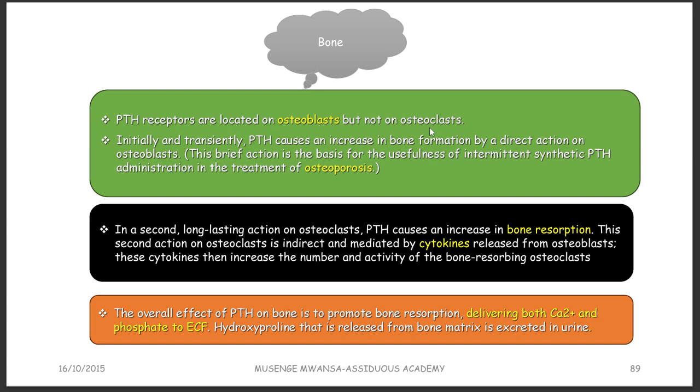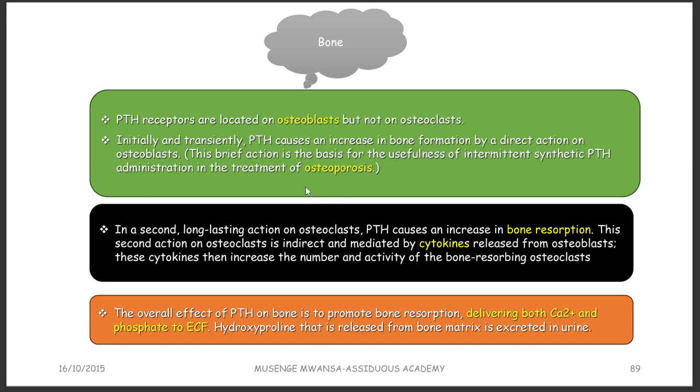It is osteoclasts which break down the bone. But why is it that the receptors of the parathyroid hormone are found on the osteoblasts, which build, instead of on the osteoclasts, which are supposed to break down the bone? So what happens is this: initially and transiently, just for a short period of time, parathyroid hormone is going to cause an increase in bone formation by direct action on the osteoblasts. And this brief action is the basis for the usefulness of intermittent synthetic parathyroid administration in the treatment of osteoporosis.